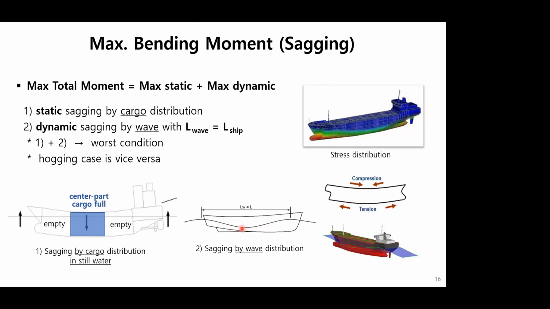When the ship is laid on the wave like in the bottom figure, the top position of the wave is located at both ends of the ship. This is the case of sagging, which is our most concern when designing a ship. And the worst condition occurs, unfortunately, when these two, maximum static and maximum dynamic situations, happen at the same time.